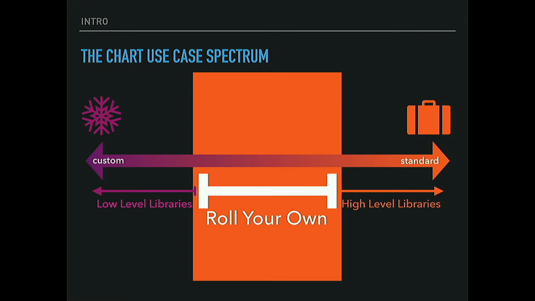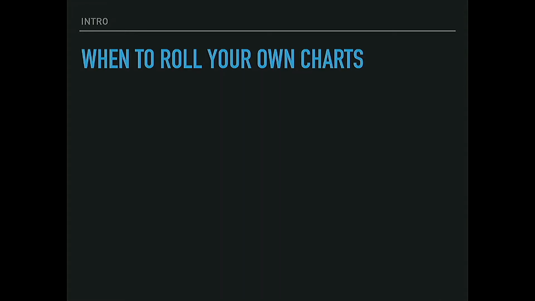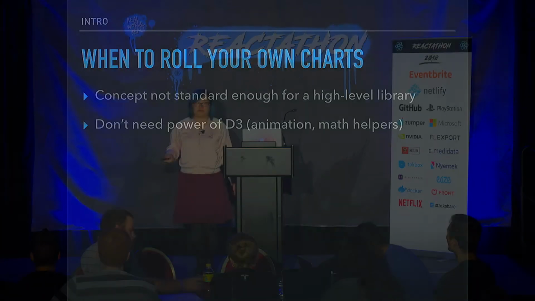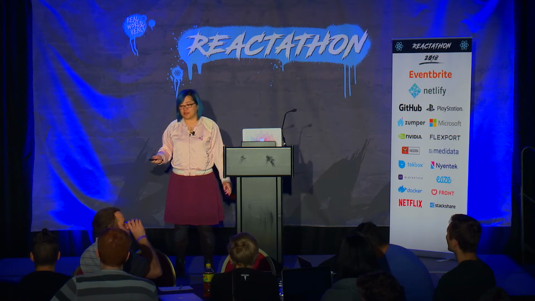So what about this weird area in the middle where it says you might want to roll your own? Why is that in the middle? So the case where you might want to roll your own charts is if your concept isn't quite standard enough to fit into any of the templates for a high-level library. So you want to do a bar chart maybe, but it's not exactly a bar chart. There's no library that'll do exactly what you want. But you also don't need the power of D3. You're not going to do any fancy animation, and none of the math you're using is complex. None of the D3 functions will help you.